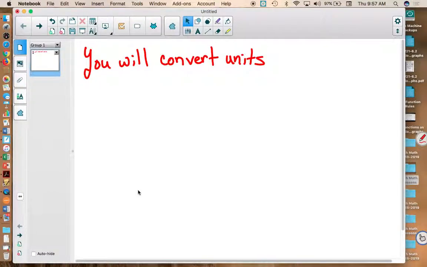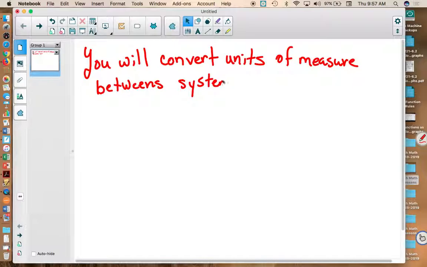You will convert units of measure between systems. This is what we're doing. Okay? That's our goal. When we're done with the lesson that we're working on, you're going to be able to convert units of measure between systems.